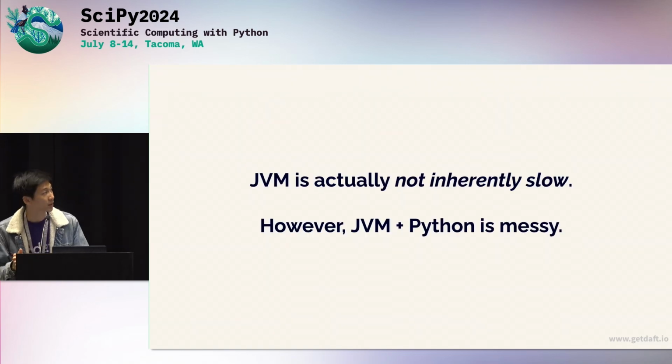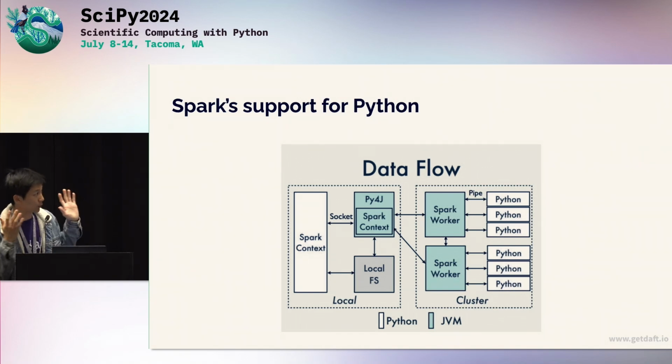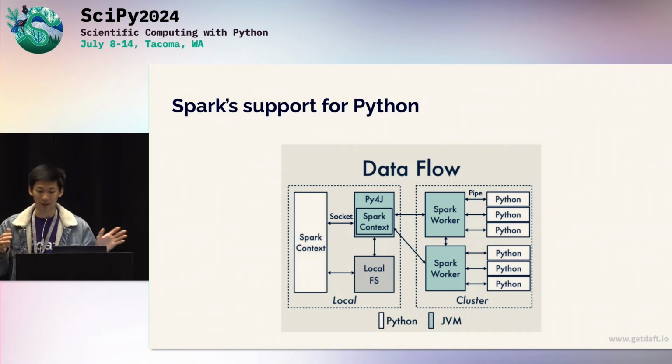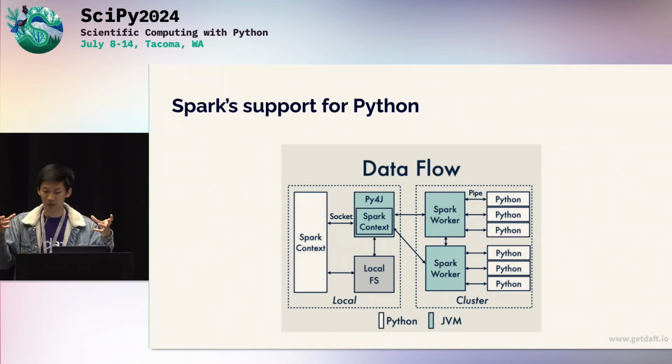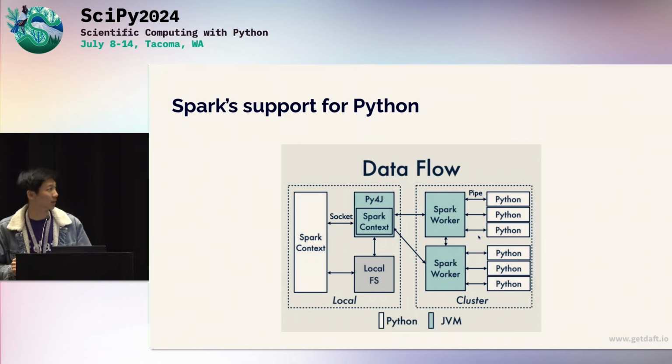The problem is, the JVM, some people say it's slow. Inherently, it's not slow. But the JVM and Python story gets really, really messy. So this is the diagram of Spark's support for Python. Everything in green here is the Spark worker. It's literally a process running on your machine. And then it has to talk to these Python processes through a Unix domain socket, right? It has to talk to Python through a file. And in order to run any job, you're spinning up all of these workers on your machine. And it's really, really messy.